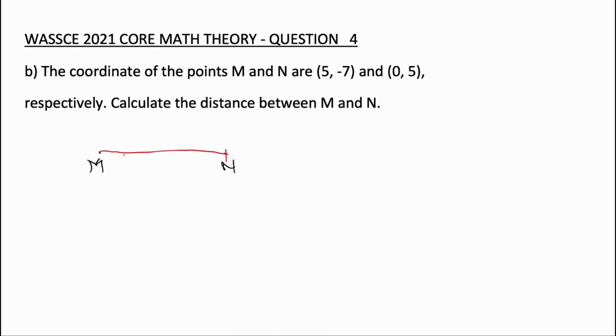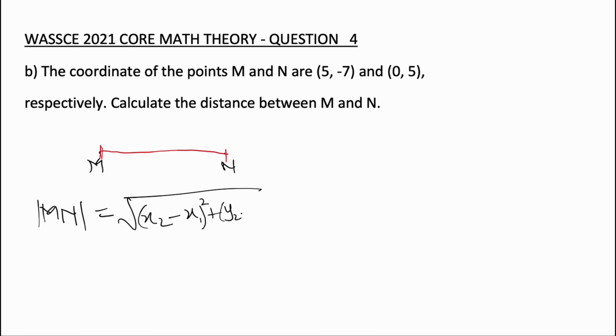So finding this and this. Now that distance will be the length of the line MN. And we know that the length of MN, when given coordinates, will be equal to the square root of x2 minus x1 all squared plus y2 minus y1 all squared. So we know our M to be (5, -7), and our N to be (0, 5).